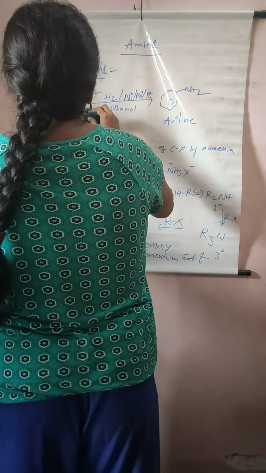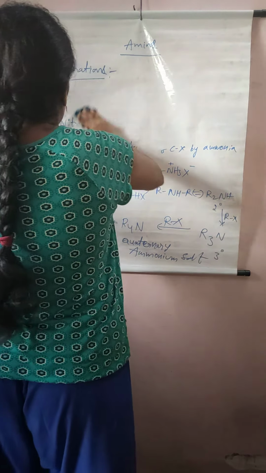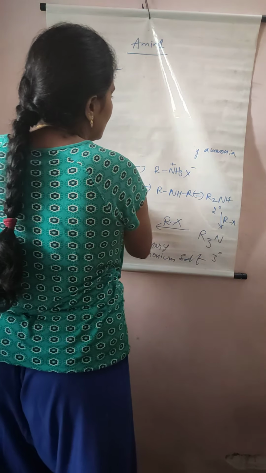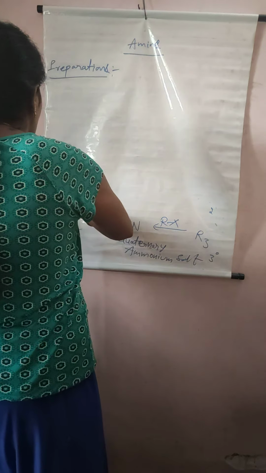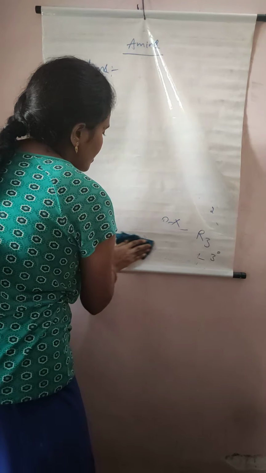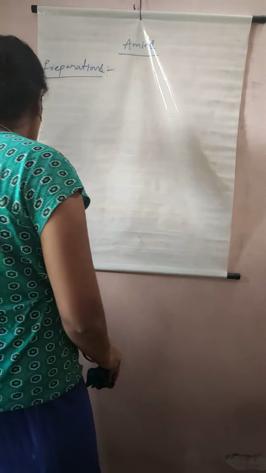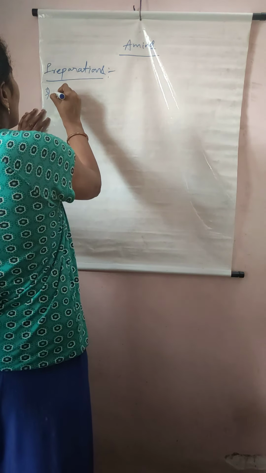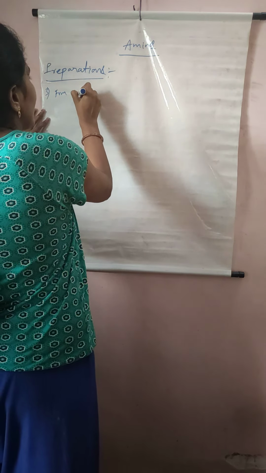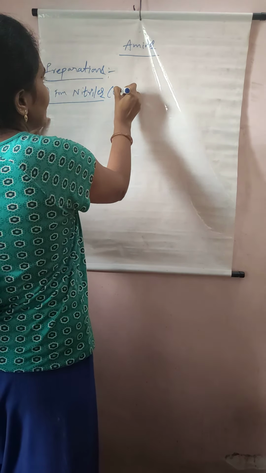The first one is from the nitro group, where NO2 becomes NH2. The second one is from ammonolysis, where in the second preparation we got quaternary ammonium salts. Next is the third one, from nitriles.